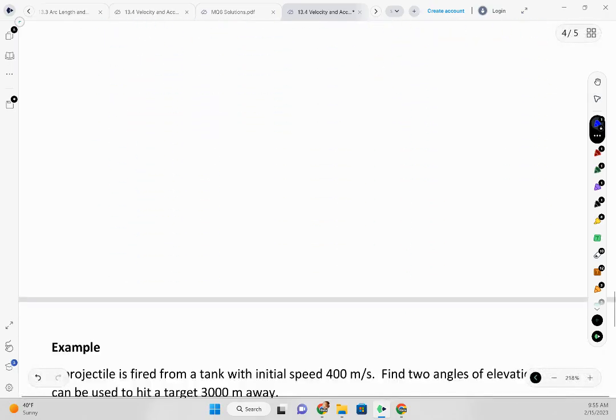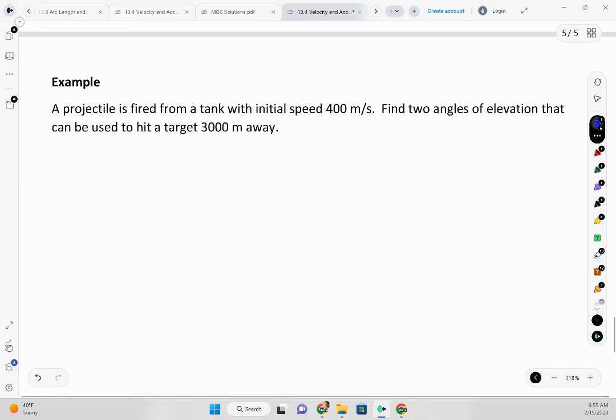So let's go ahead and work through an example. Here we have a projectile. It's fired from a tank with an initial speed of 400 meters per second. And we want to find two angles of elevation that can be used to hit a target 3,000 meters away.